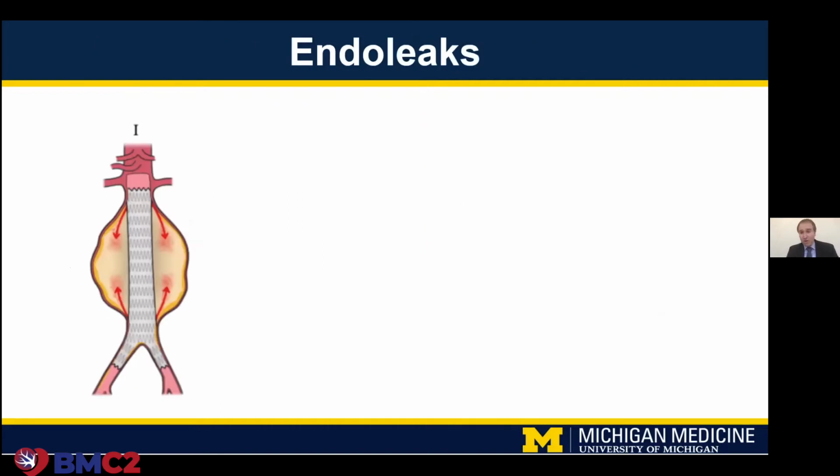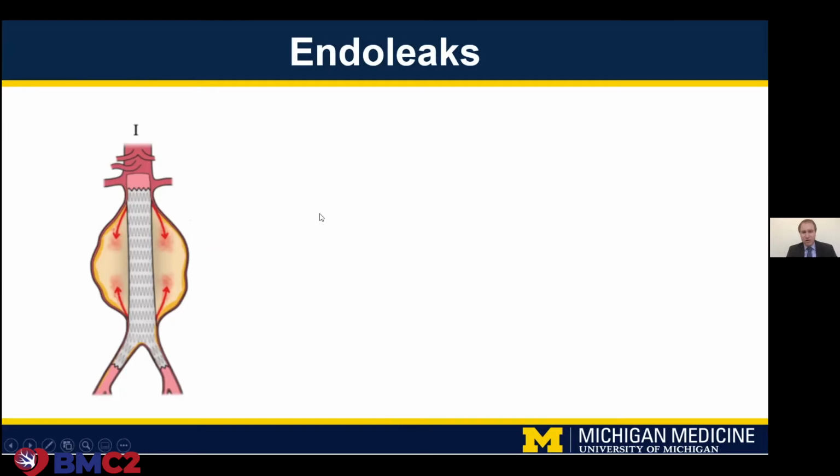So first and foremost, what are endoleaks? Well, endoleaks are defined as persistent blood flow in the aneurysm sac after the endovascular aortic aneurysm stent graft is put in position. In total, there are 5 different types of endoleaks.